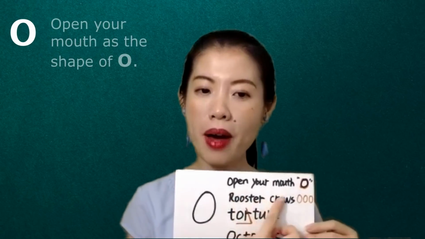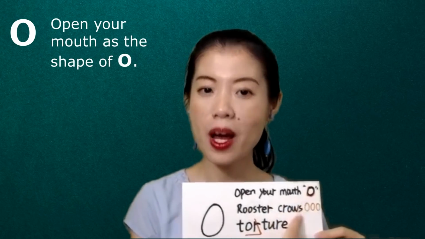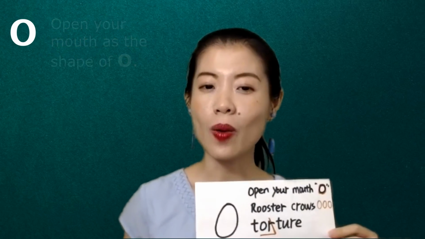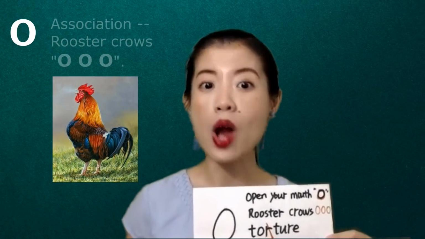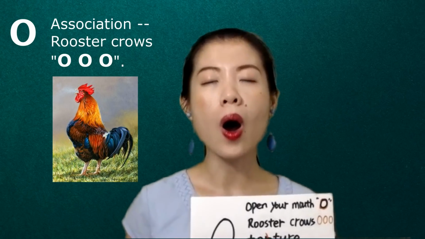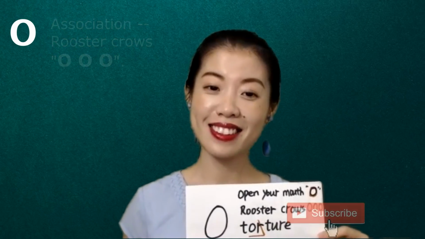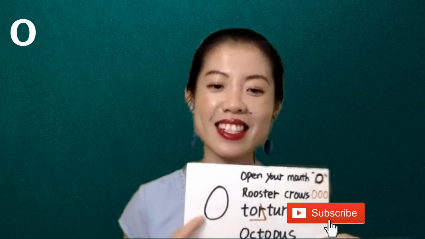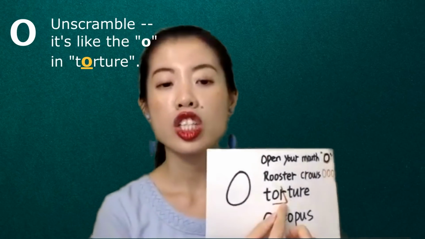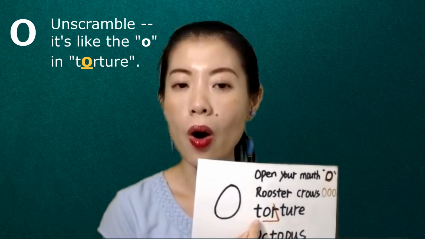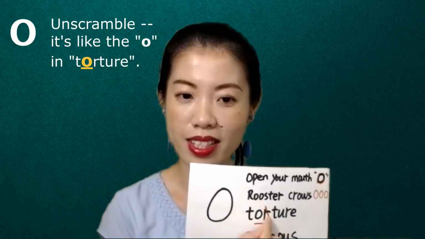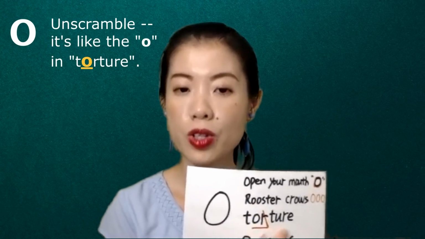The second vowel is o. So open your mouth like the shape O. What does it sound like? It sounds like a rooster. So rooster, cross O. Right? So for the unscramble method, o is like or in torture, torture without the R sound. So that's why I cross the R off. So torture, o.